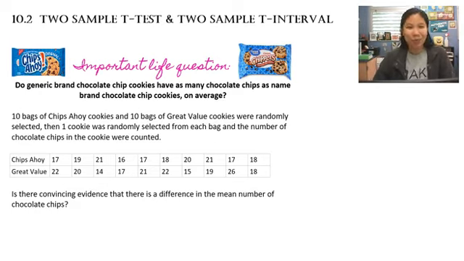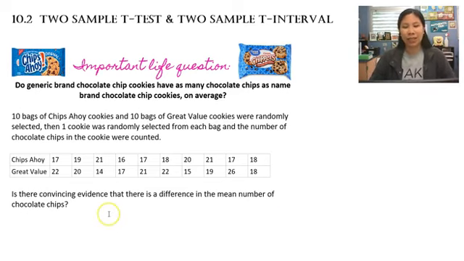So, big question here. In order to figure this out, we're going to get 10 bags of Chips Ahoy cookies, because that's the name brand, and then 10 bags of Great Value cookies. I don't know if you know, they're from Walmart. They are randomly selected, because obviously we got to do this right. One cookie was also randomly selected from each of those 10 bags of each brand. And then the number of chocolate chips in the cookie were counted. So I broke them all apart, counted the chocolate chips in each one, and this is the data that I got.